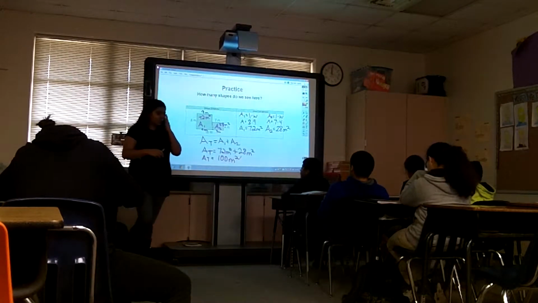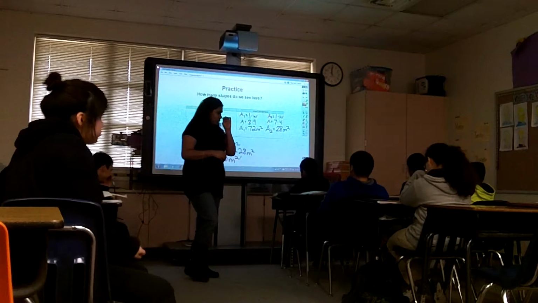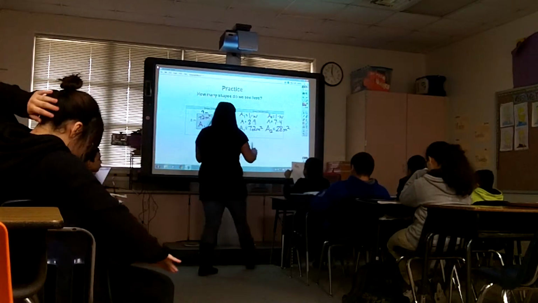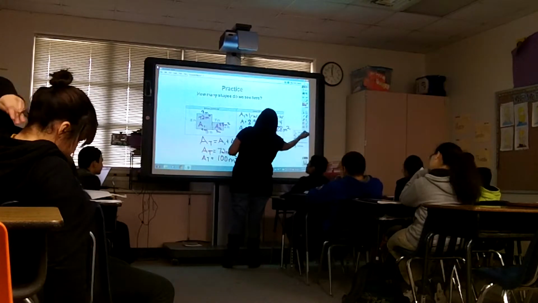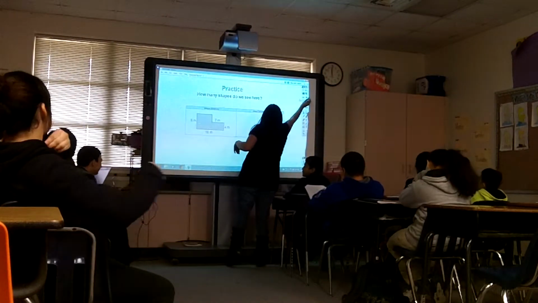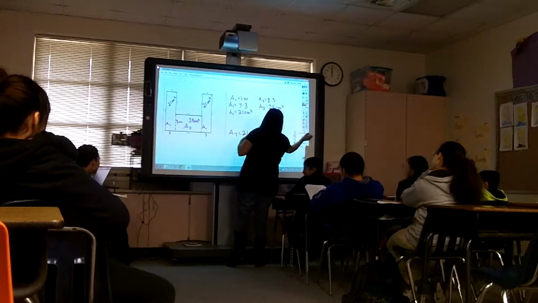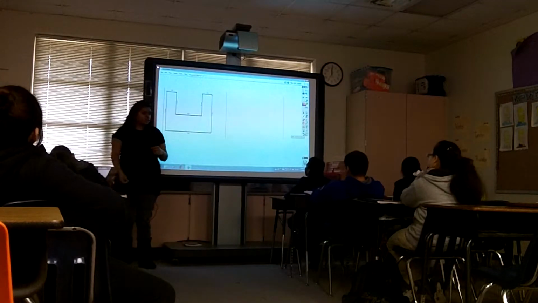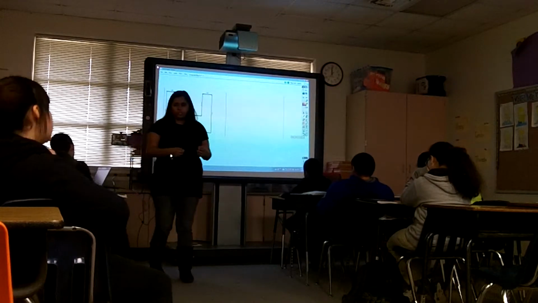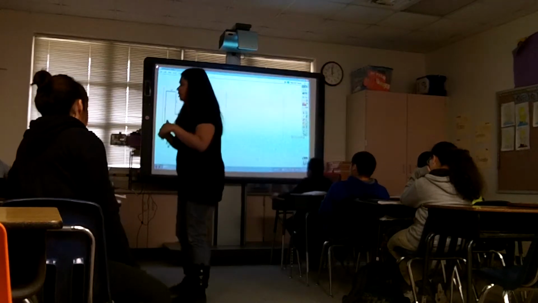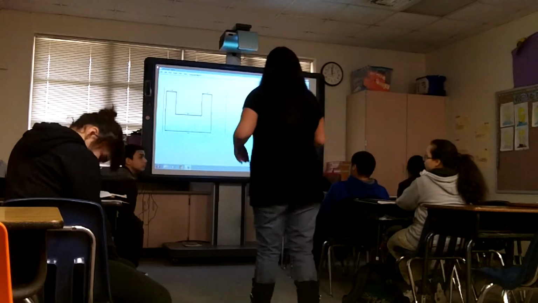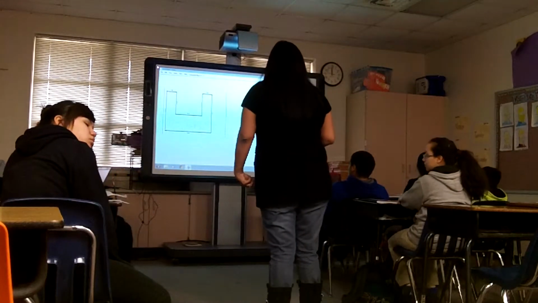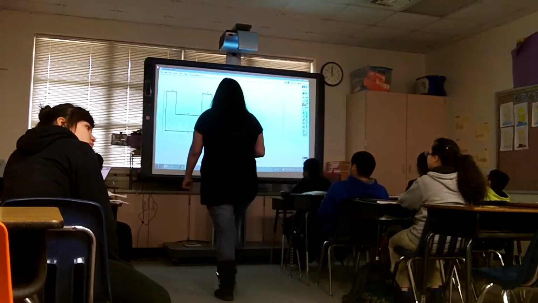So let's look at the second shape. Alright, let me erase this now. So my first question to you: how many individual shapes do we see here? I heard three, so we're going to go with that, because they're all rectangles.